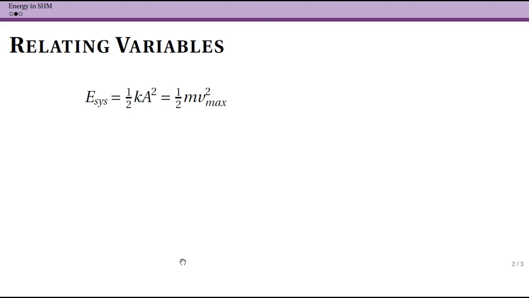So let's now go back and relate some variables. Previously, we also related maximum velocity to other variables as well, because we knew that when we took the derivative of the position equation, we got the velocity equation. So we can now actually start by just using this one. We see that the factor of 1/2 is on both sides. We can cancel that. We then rearrange and solve for Vmax. So Vmax is equal to the square root of k over m times the amplitude.